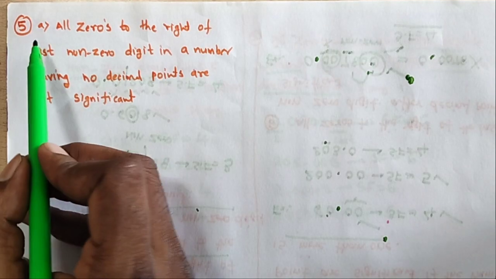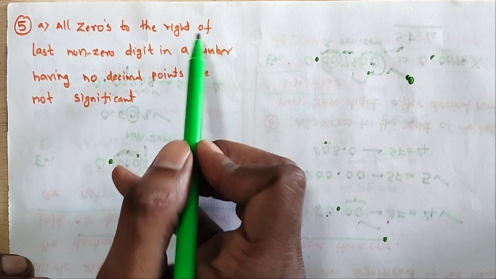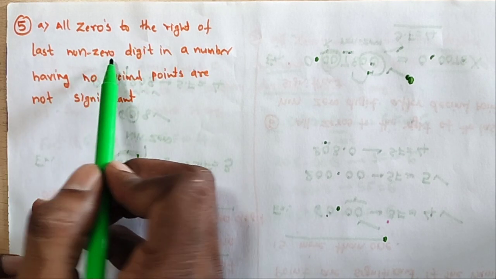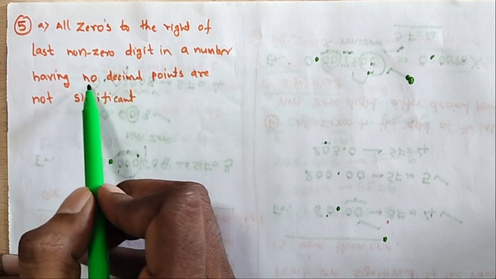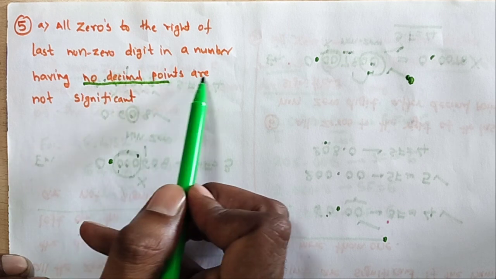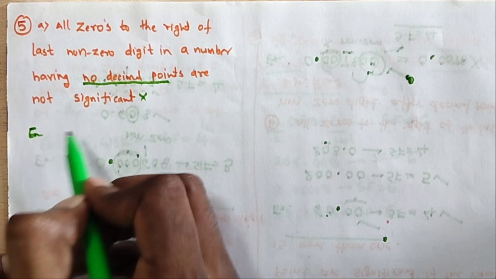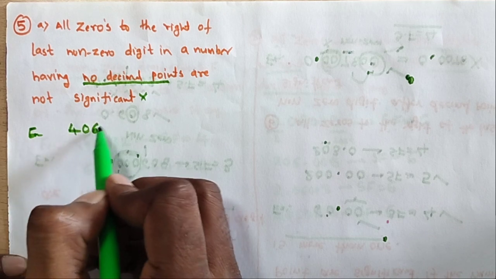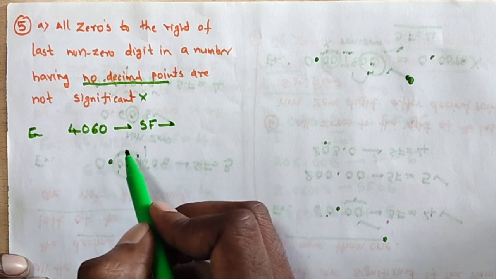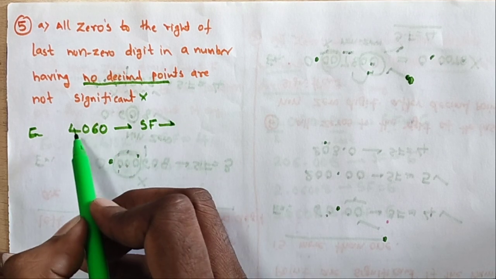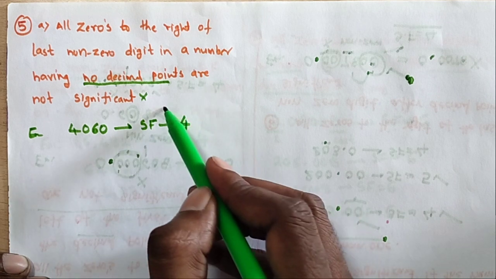Rule number 5, sub rule A. All zeros to the right of last non-zero digits in a number having no decimal point. Important: no decimal points, not significant. For example, here I am taking the example 4060. What is the significant figure generally? All our students compulsory write down 1, 2, 3, 4. The significant figure is 4. But this is a wrong answer.